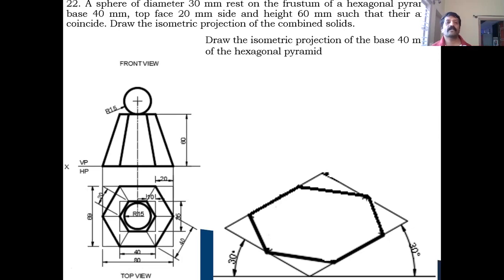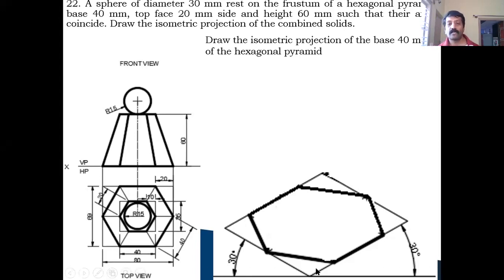After this, let me start with the isometric projection of this combination. First, I will draw the isometric projection of the frustum of a hexagon pyramid. First I will draw the base, and then I will connect the face. As usual, in both cases you enclose the outer hexagon and inner hexagon within a box, because we have to go for the box method. After enclosing it, you measure this distance and this distance, and convert that into isometric length.